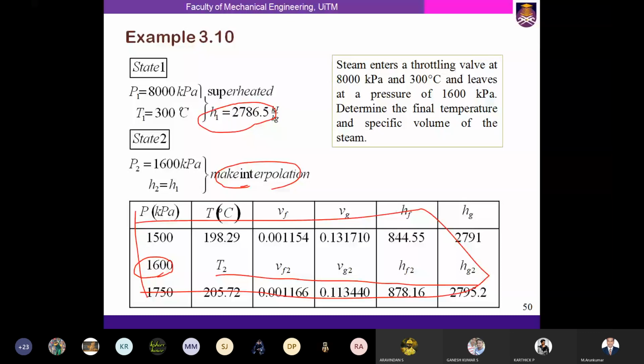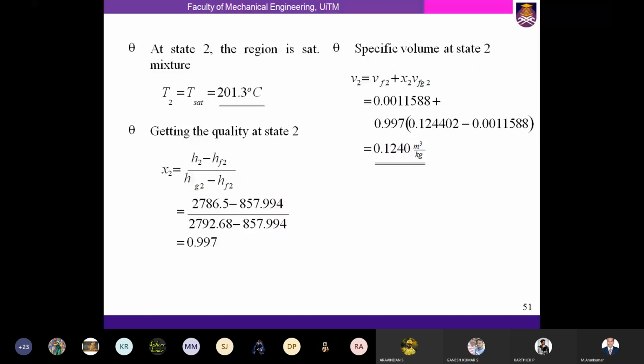Then you can take other properties from the interpolation. So T2 will be equal to T saturation. You can check the T2. So that will be equal to 201.3.